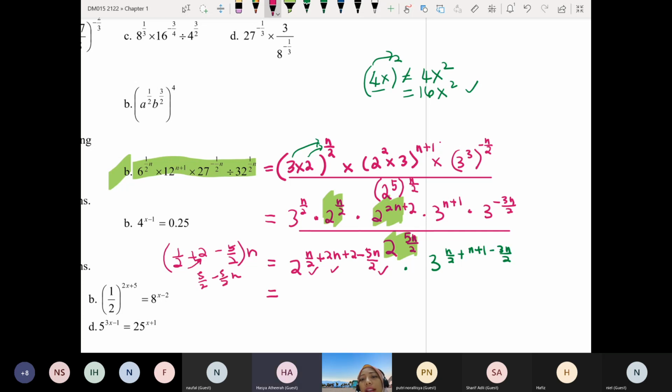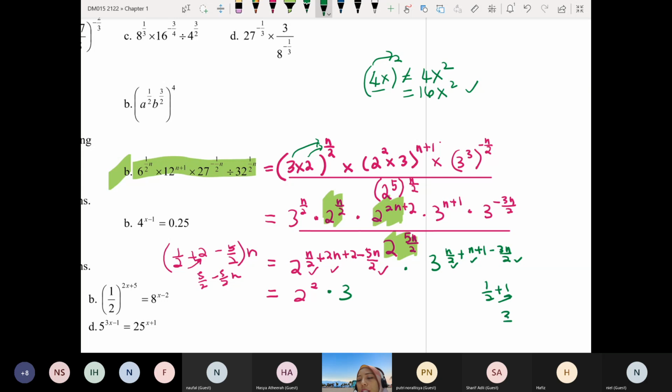0n. Betul? Okay, sebab 5 over 2 minus 5 over 2 dapat 0n. How about 3? 3 jadi apa? 1 over 2 plus 1. Okay, ini kena tambah dulu. So dia jadi 1 over 2 plus 1.